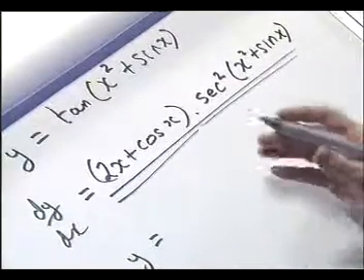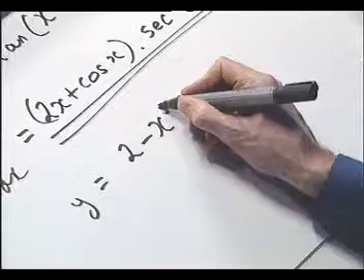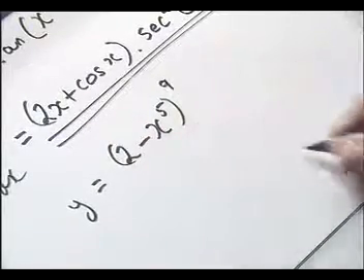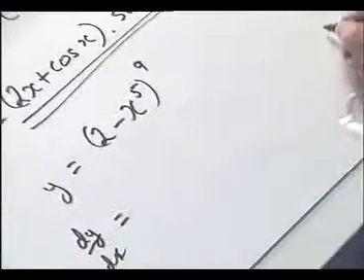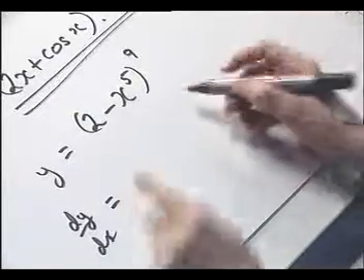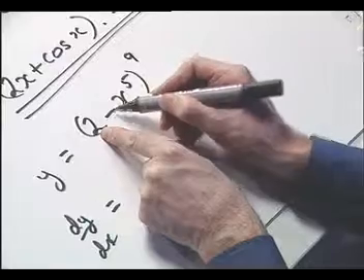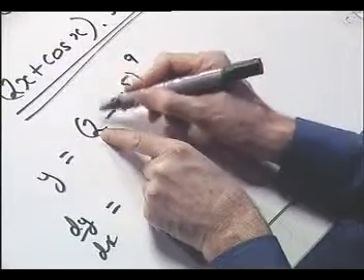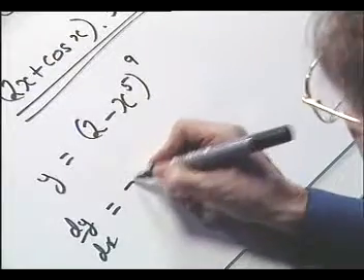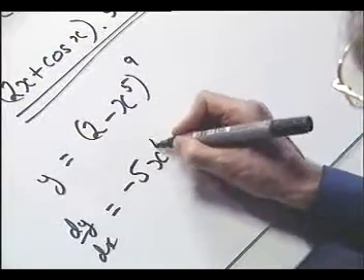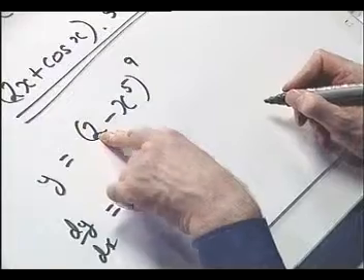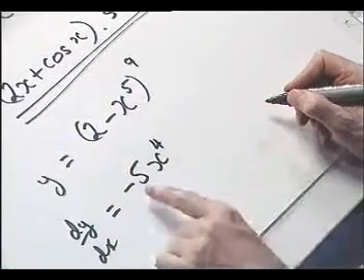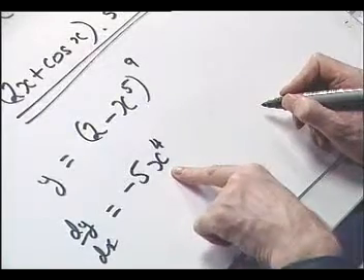y equals, and this time we'll have a look at one that's got brackets and powers in it, 2 minus x to the 5th, all raised to the 9th power. dy by dx is, got to identify the g of x first, and the g of x is this bit inside the bracket, the 2 minus x to the power 5. So we need to differentiate that first, so that's going to be minus 5x to the power 4. Remember, the derivative of 2, which is a constant, is 0, and then multiply by the 5 and take 1 off the index. So minus 5x to the power 4.